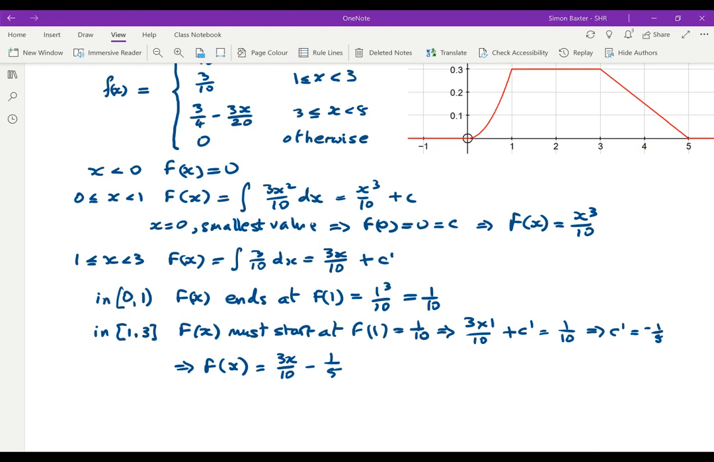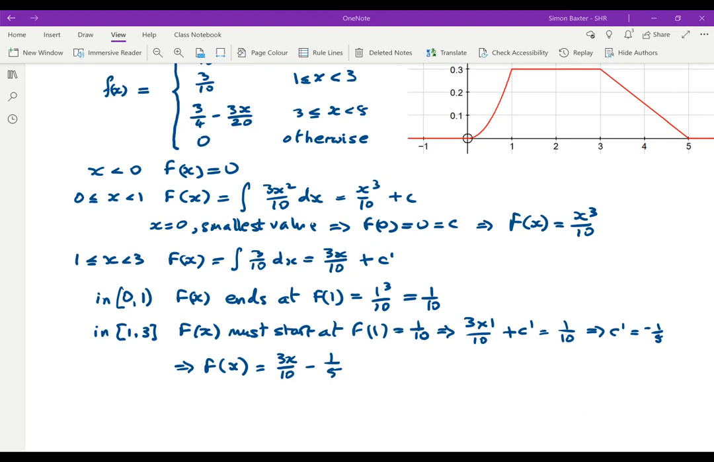So we were using that idea that at the end of the first interval, the cumulative probability that we are less than 1 is 1 over 10. At the start of the next interval, we can't have suddenly changed the cumulative probability. It must still be 1 over 10. That is the idea that we need in order to work out c dashed.